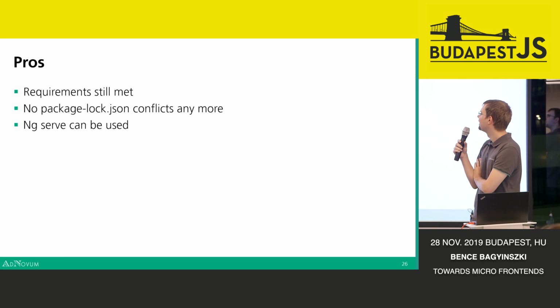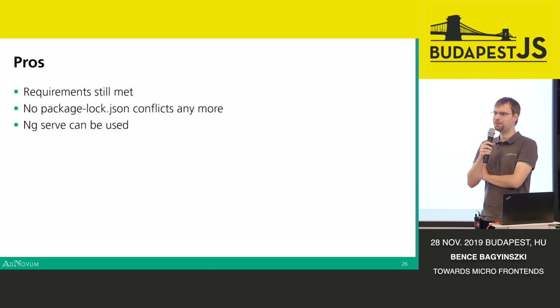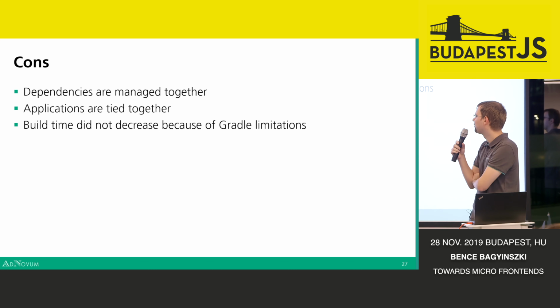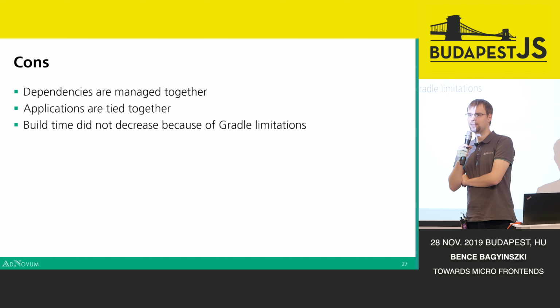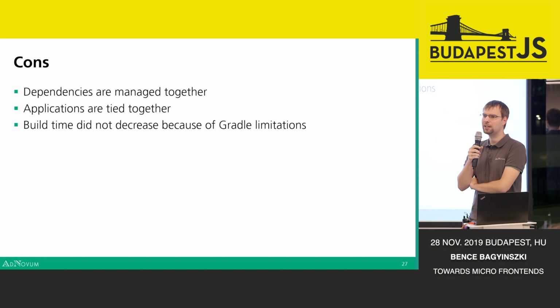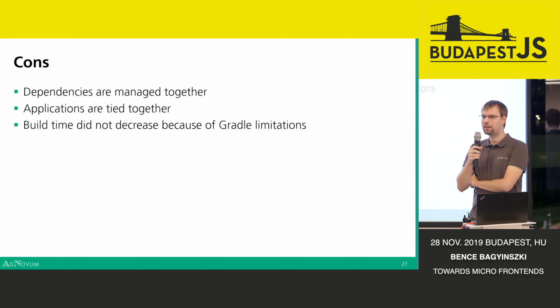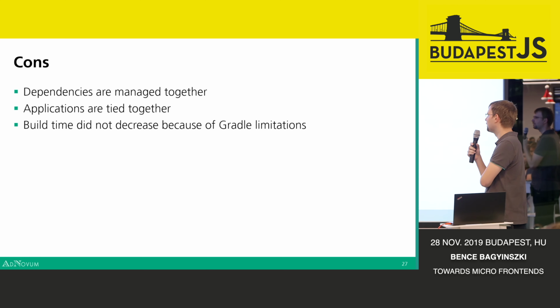That's a good thing. No package-lock JSON conflicts anymore, and ng serve does work again. Sounds like a happy story, but we have drawbacks again, namely that the dependencies are managed together, meaning that what I mentioned, that we were able to separately upgrade, for example, the Angular version in one project and not for the whole application, is not true anymore. This means the applications are somewhat more strongly tied together. And a fun fact, the build time did not decrease.